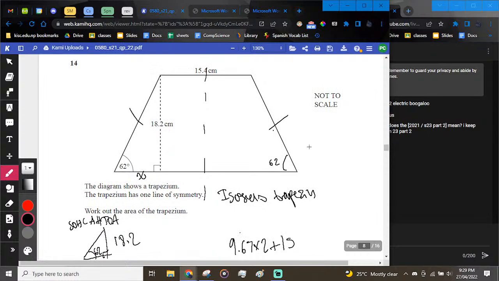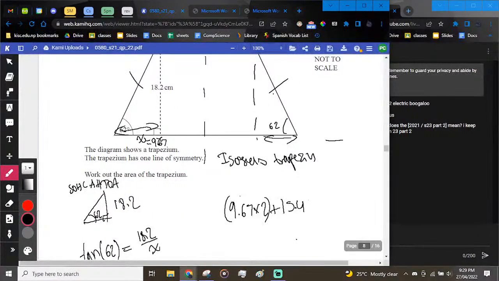Okay, I should probably explain what I'm doing right here. You see x equals 9.7667. That's this length here. And given that it's isosceles, it's the exact same length here. So two of these plus 15.4 give the bottom length, which calculated is 9.7 times 2 plus 15.4, 34.74. Boom.